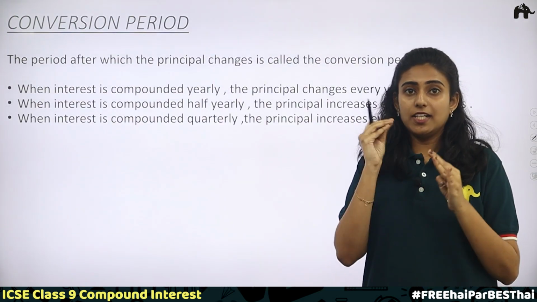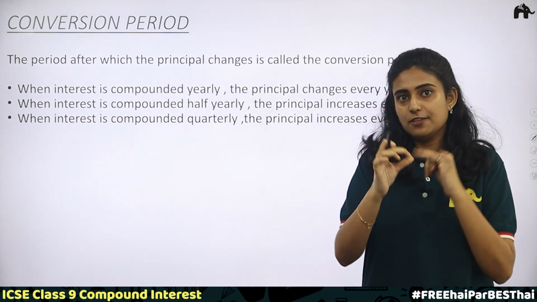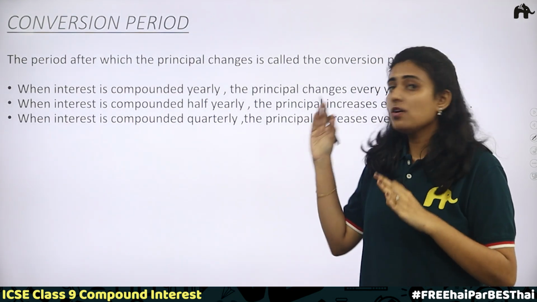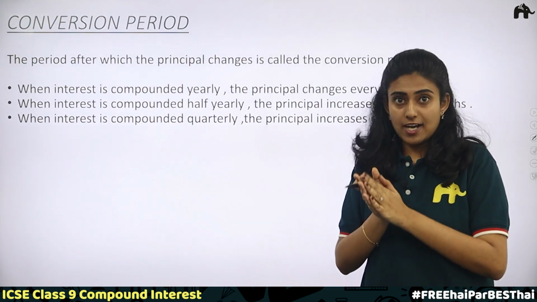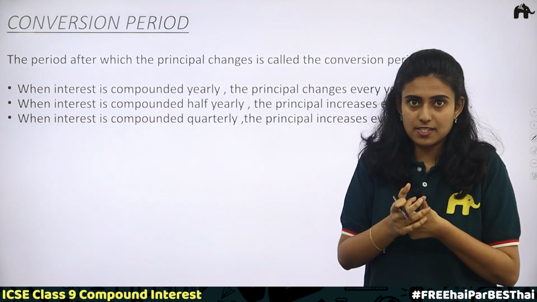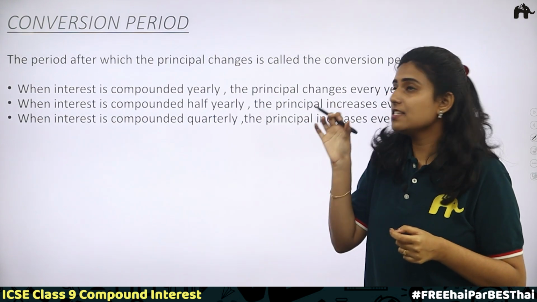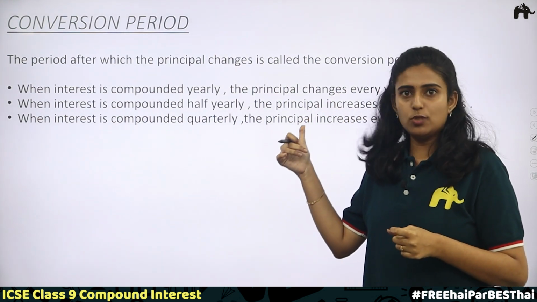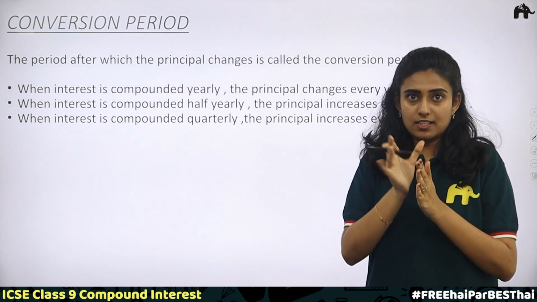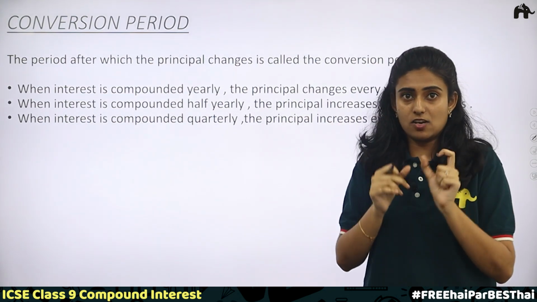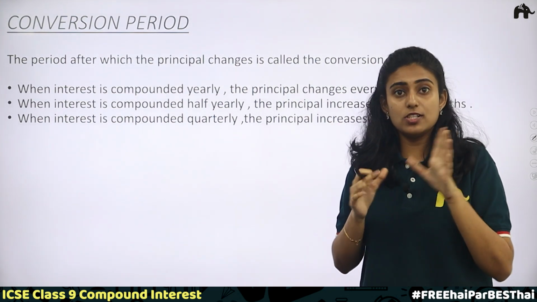Now what is conversion period? So we have calculated interest for each year, for first year, for second year, for third year. Now if we are not calculating for 1 year, you are calculating it for 6 months, or you are calculating it for 3 months. In this case, this 3 months, 6 months or 1 year is called the conversion period.